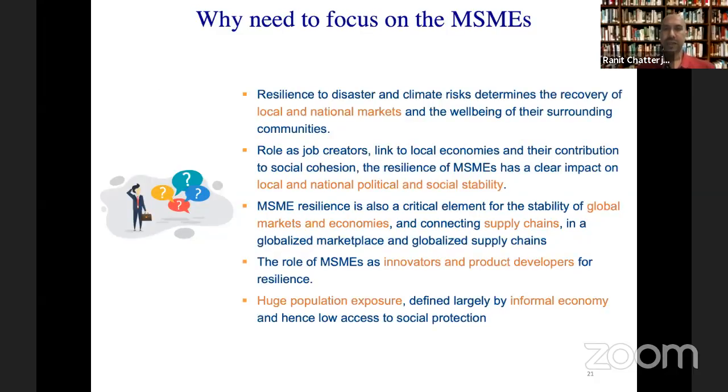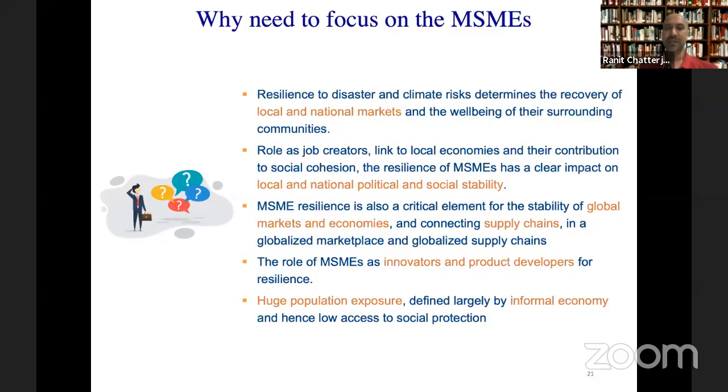Why do we need to focus on the MSMEs? The reason is that resilience to disaster and climate risk is determined by the recovery of the local and national markets, and this local market is run by MSMEs, as I already told you. Local job creation is done by the local economy, by the MSMEs. And if we cannot maintain social stability at the local level, it will reflect on the national economy as well as national political stability and other things.